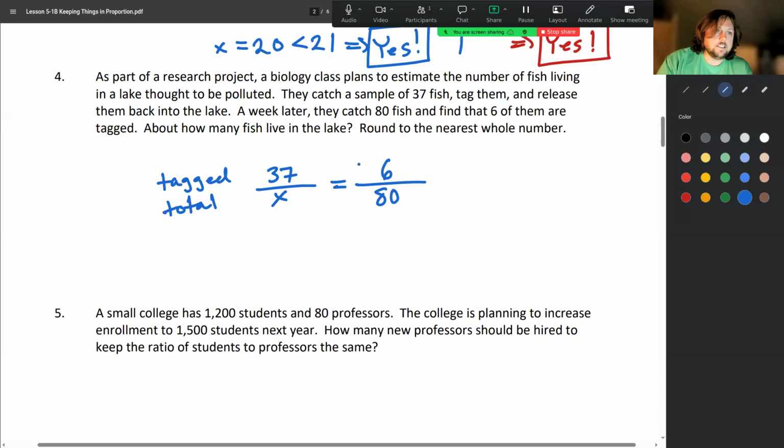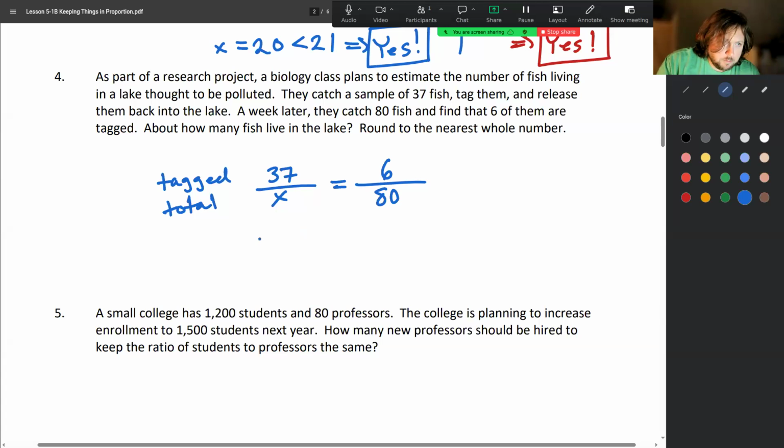So the idea is that the fish have had enough time to randomly go around in the lake. So if you catch a bunch of fish, you can look at that proportion of tag to total and make an assumption about the total number of fish in the lake. So that's all we're doing. We're estimating.